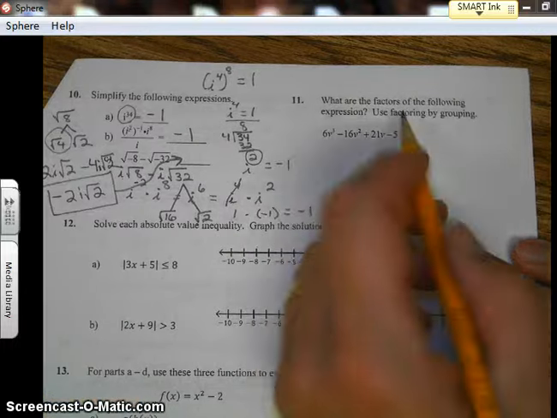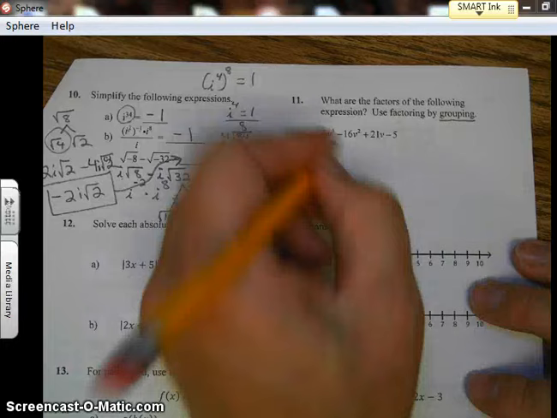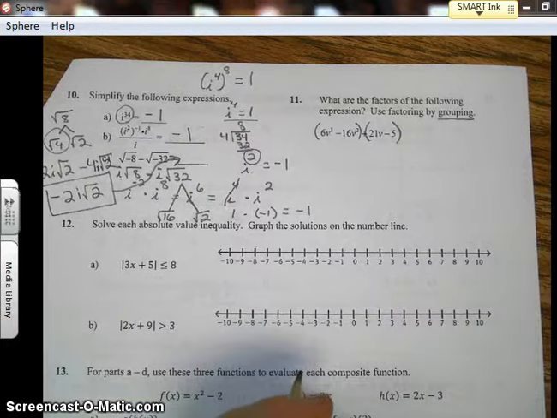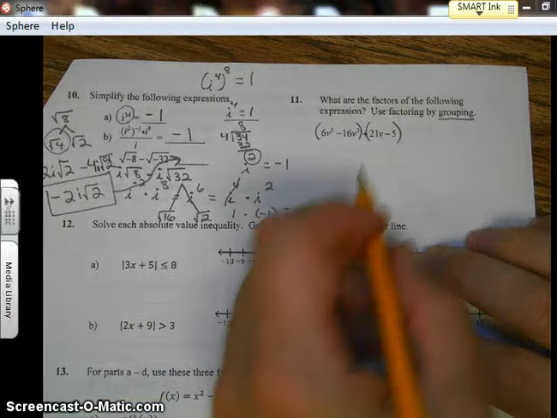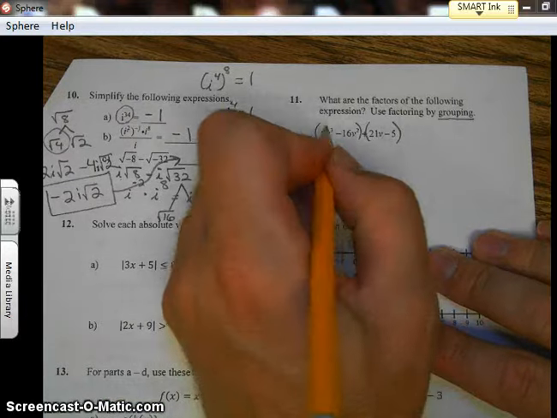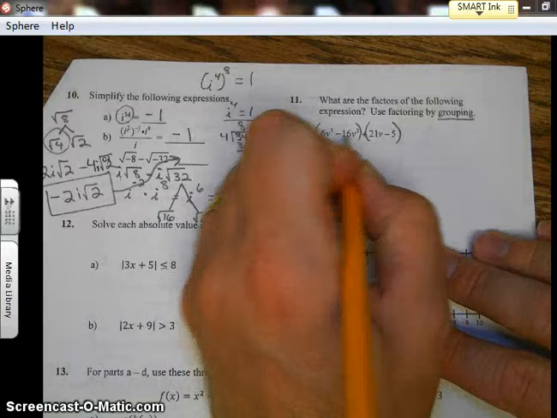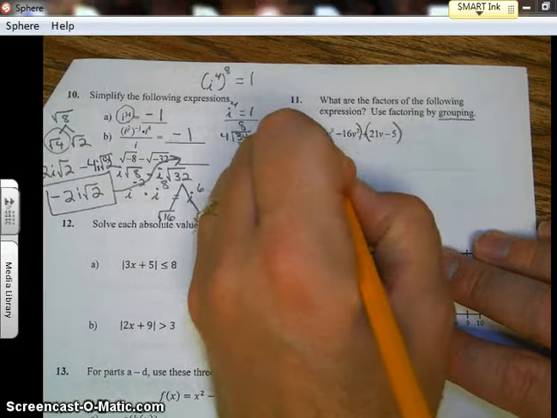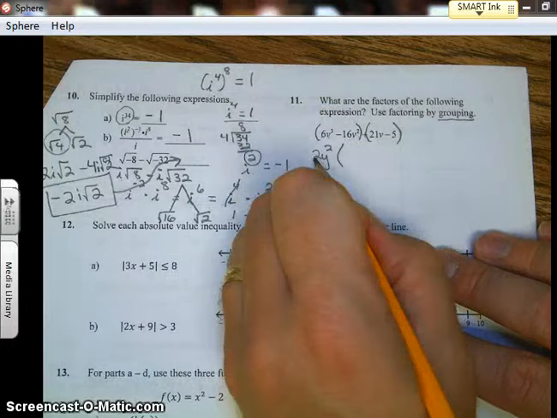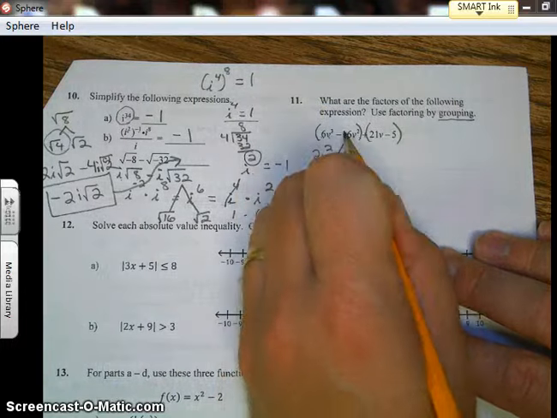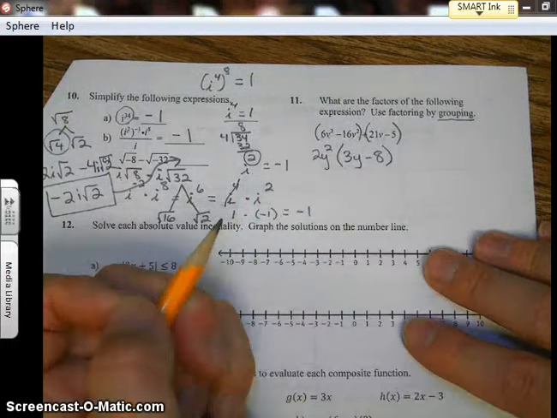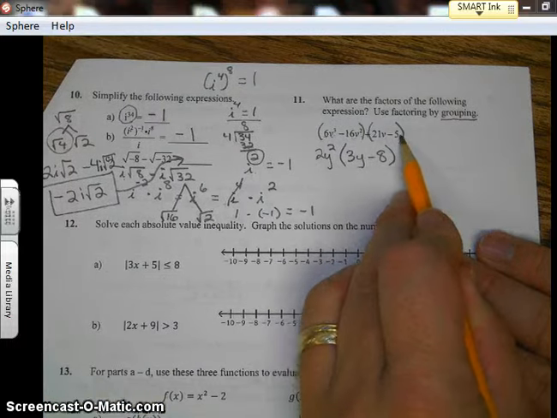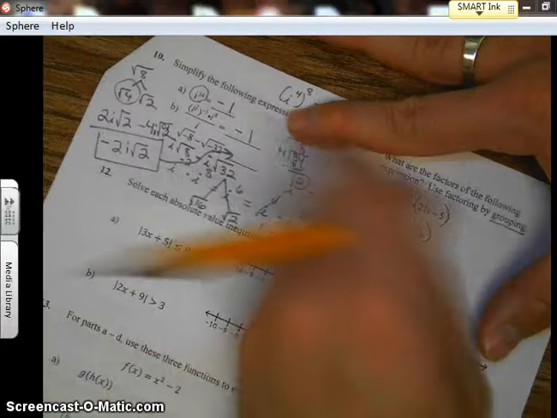Alright, factoring by grouping. I'm going to go ahead and group the first 2 and the last 2, see what we get here. I might have to group them a different way, but we'll see what we get. So if I factor out 2 and a y squared, let's see, what do we get? That's going to be 3y minus 8. Now, can I factor anything out of here? No, I cannot. So I need to group them a different way.